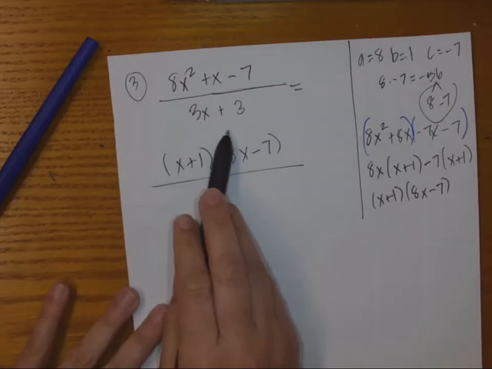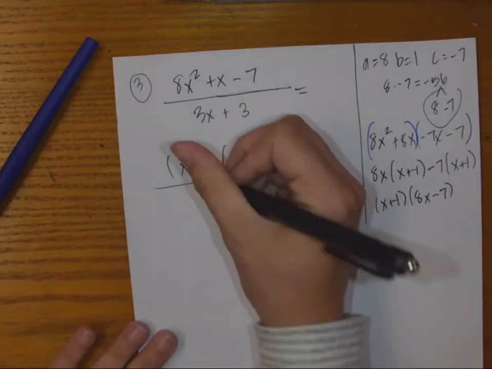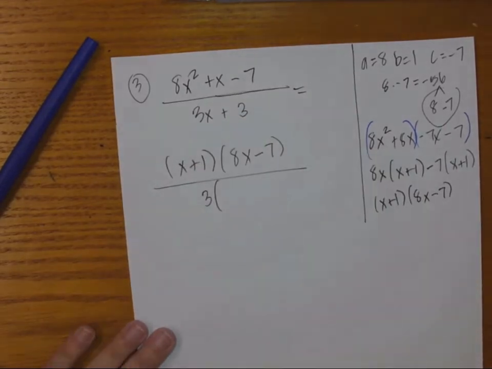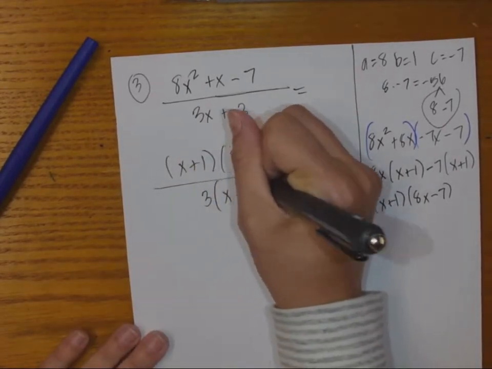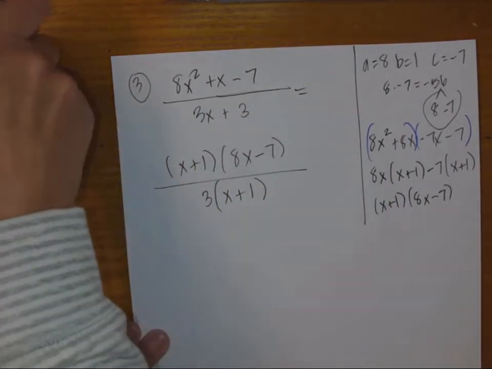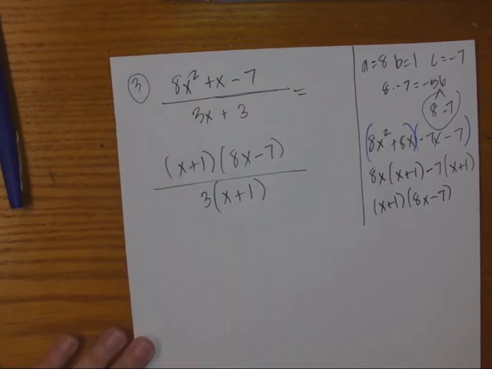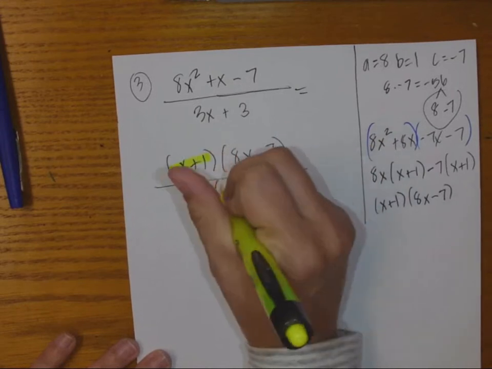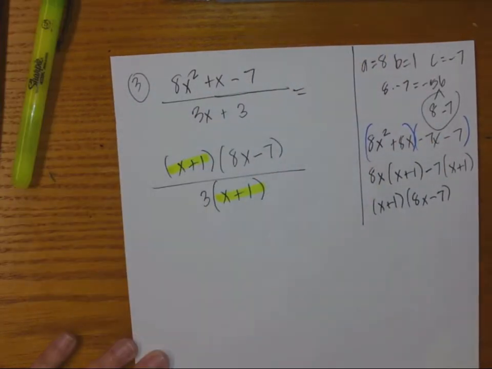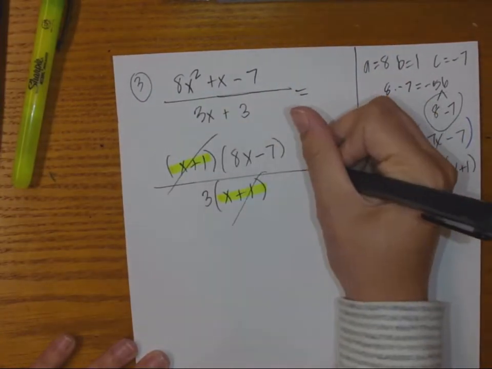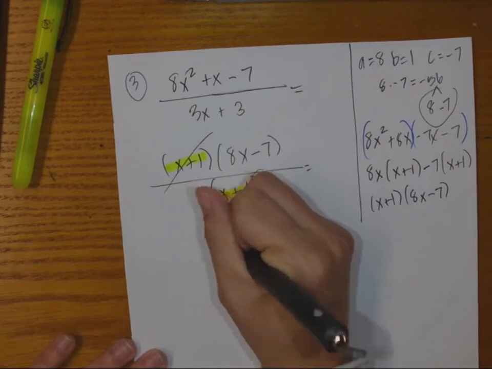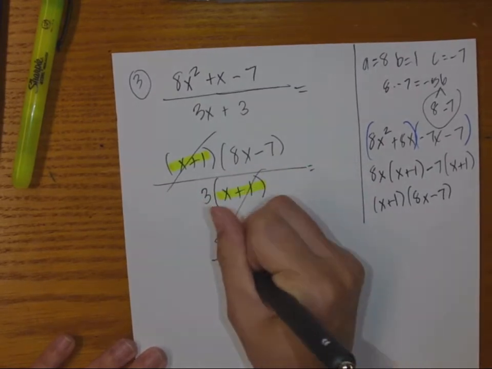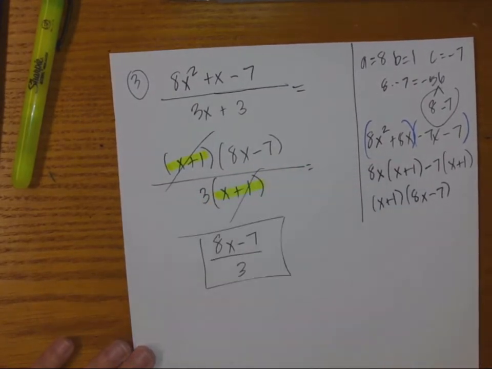On bottom, 3x plus 3 has a greatest common factor of a 3. When you take out the 3, left over is x plus 1. And now, what do you see that's exactly the same on top and bottom? I have this x plus 1 term that I can cancel out. And so I'm left with the answer of 8x minus 7 over 3. And that's your answer.